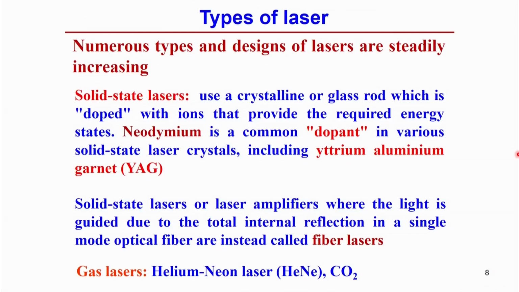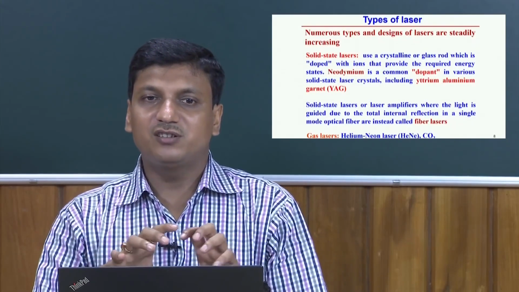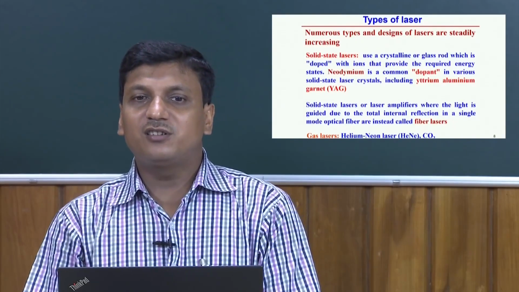So, in the solid state laser, normally we use a dopant material, we dope it with ions, so that it actually helps to provide the required energy states, and the yttrium aluminum garnet can be used to produce the rays. So, a solid state laser is basically a laser amplifier where the light is guided due to total internal reflection, and when those reflections happen within one single optical fiber, it is basically called the fiber laser.